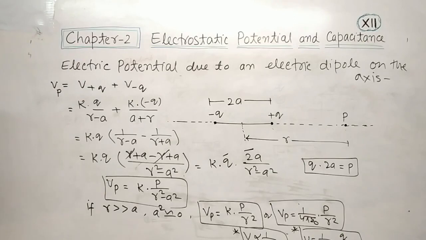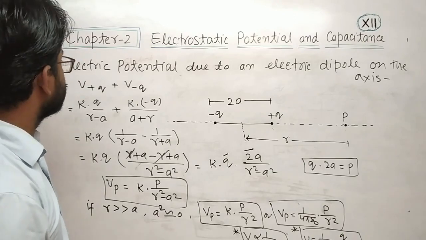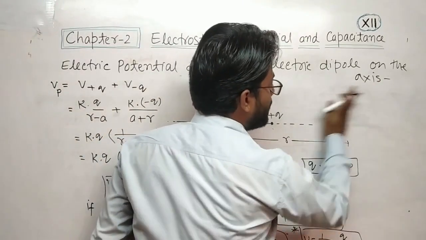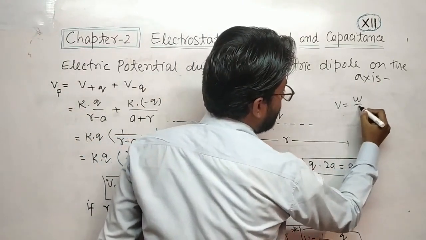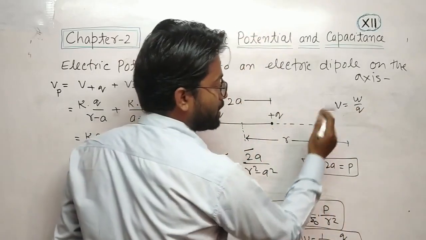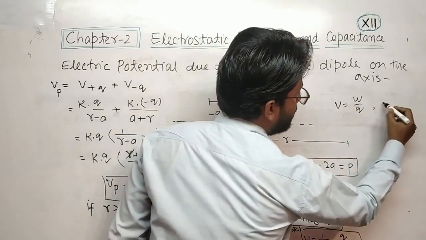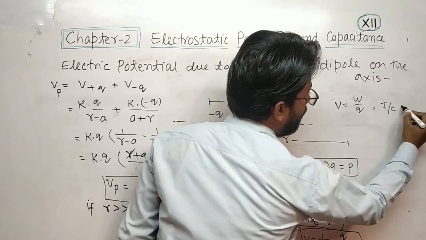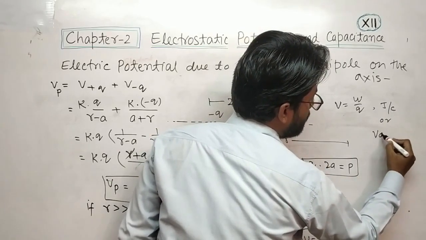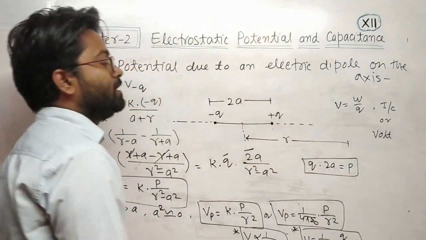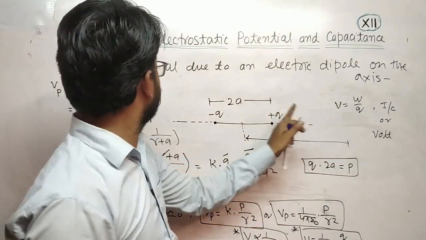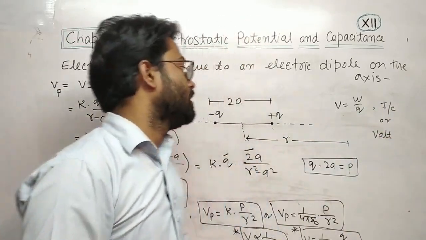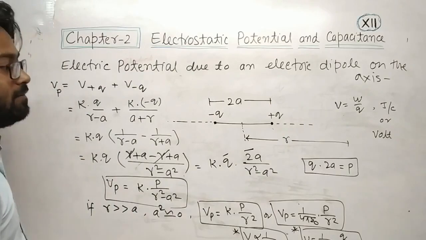Okay. Next, we will discuss the unit of electric potential. What is the unit of electric potential? Potential is W upon Q, so the unit of potential will be what? W means work, so joule per coulomb, or simply we can write volt. The unit of potential is joule per coulomb, or we can say volt, or simply voltage.